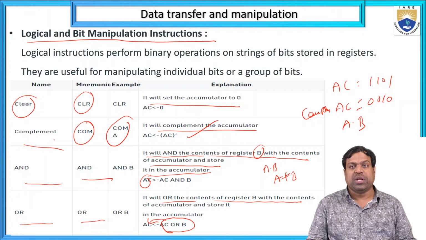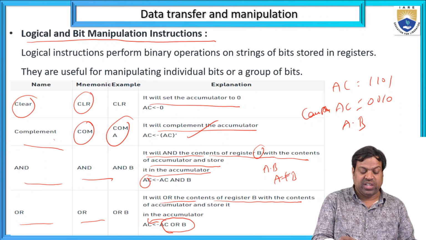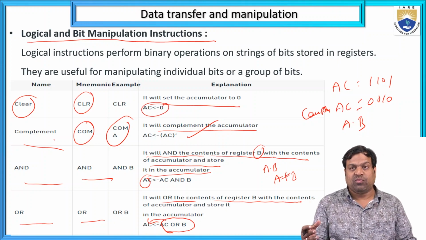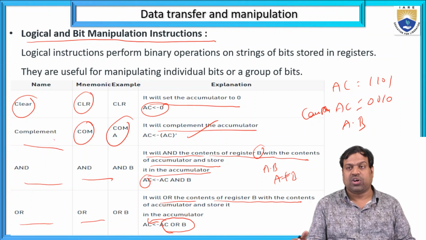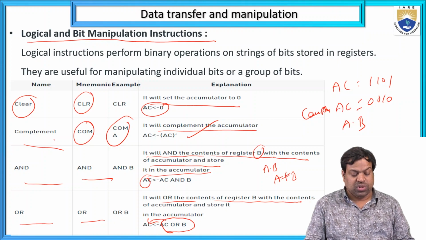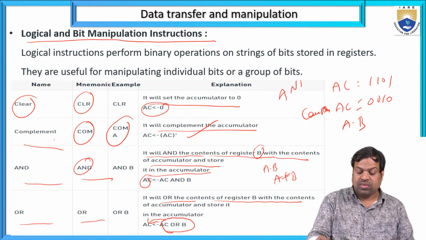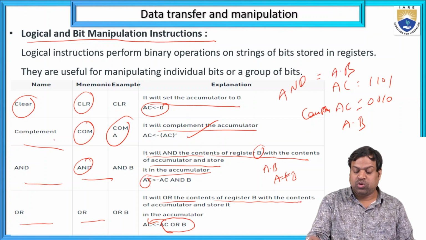Logical and bit manipulation instructions. Suppose I am going to clear the accumulator, CLR. That means the accumulator value will be cleared. I am using the registers R1, R2 and the accumulator. So CLR means only the accumulator will be cleared. COM means complementing the accumulator value. And AND means we are multiplying the two registers.